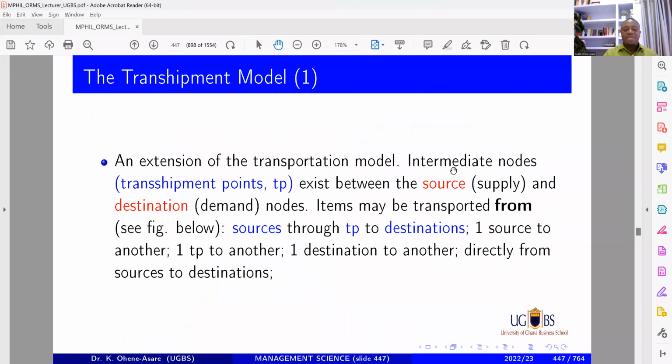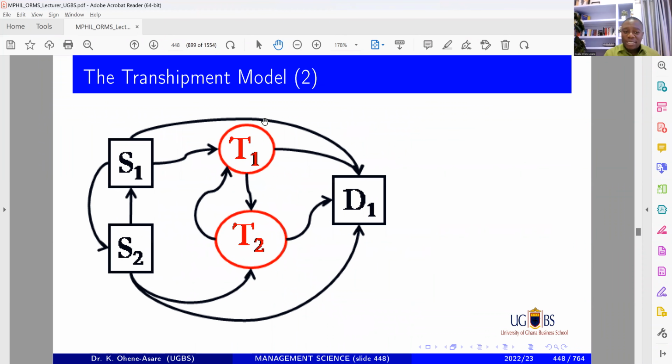Let's go to transshipment. How do you do a transshipment model? It's the same as a transportation model. The only difference is that this time you have a transshipment node. You still have things being supplied to a demand, but then you have a transshipment node or transshipment nodes. So you have intermediary nodes first before you get to the end.